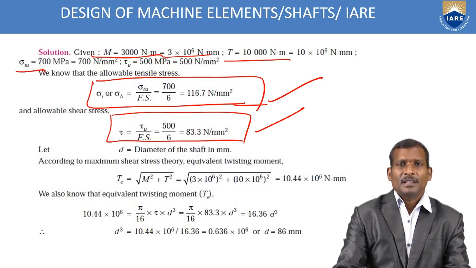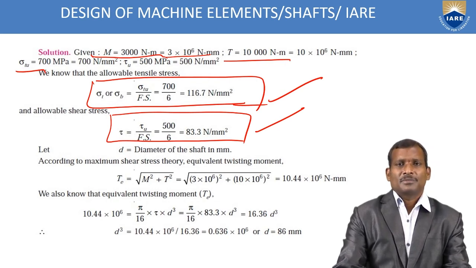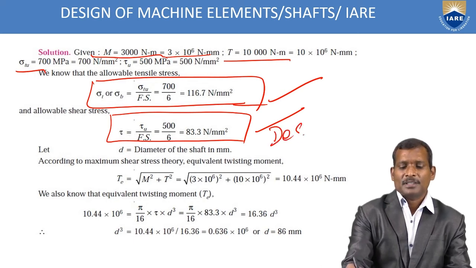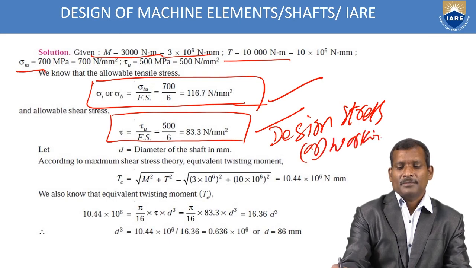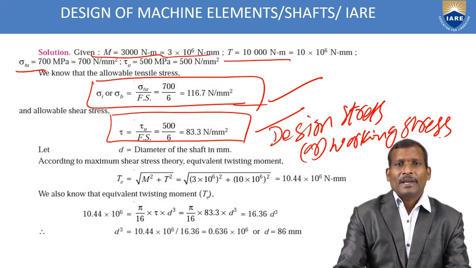As per the definition, the factor of safety is the ratio of ultimate stress to allowable stress. Clear? Here the given factor of safety is 6, so you should divide by 6. You will get the allowable shear stress. This stress is called the design stress or working stress. Clear? So let us apply the two theories.